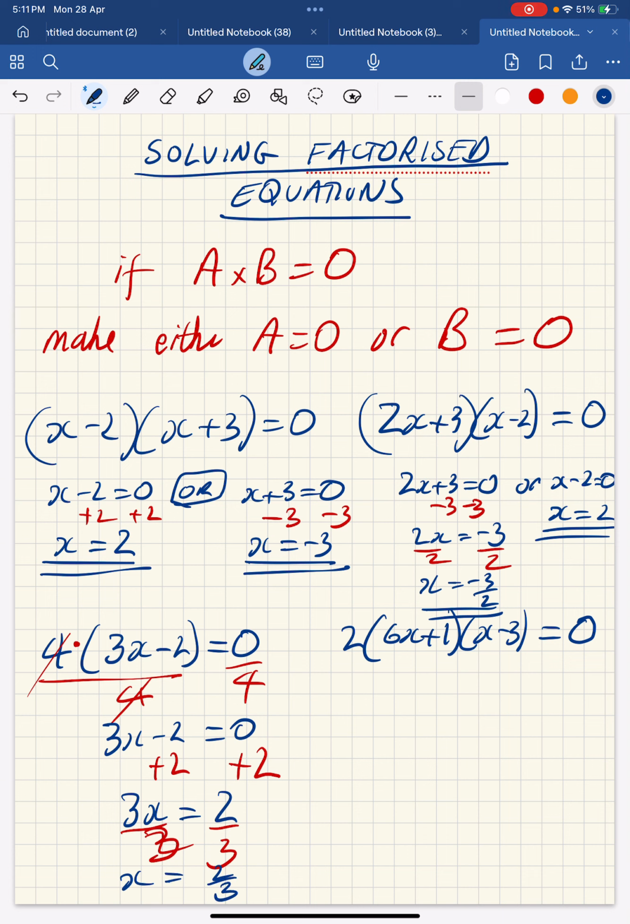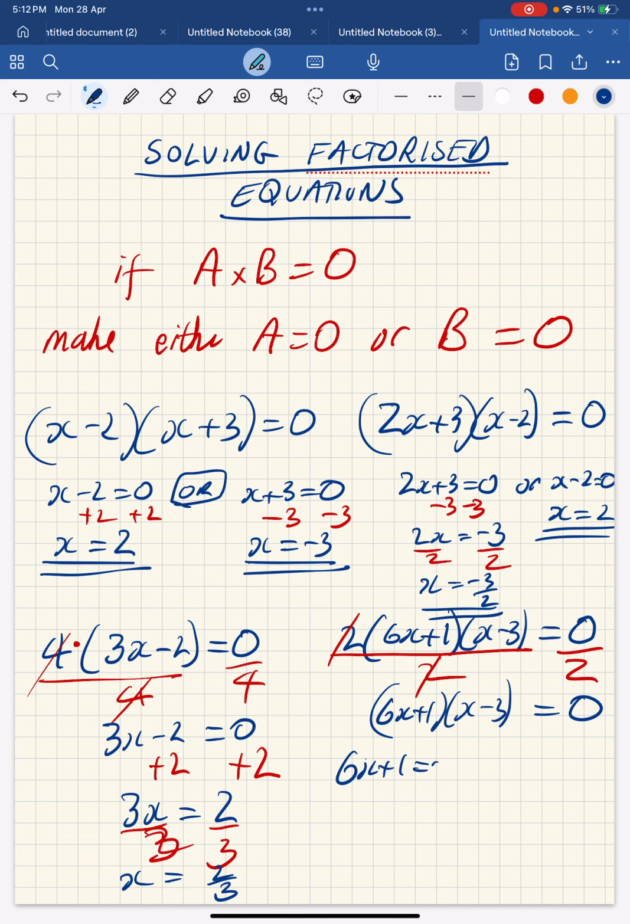And then finally, let's see that 2. Let's divide both sides by 2. So that gets rid of it here. So then we've got 6x plus 1 times x minus 3 equals 0, right? Because 0 divided by anything is 0. And now let's make either 6x plus 1 equals 0, or let's make x minus 3 equals 0.